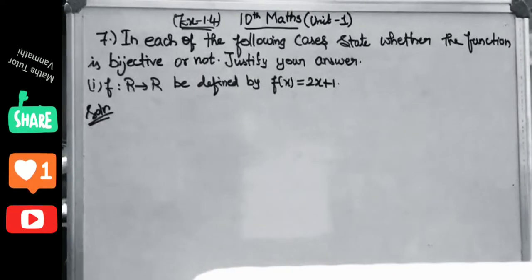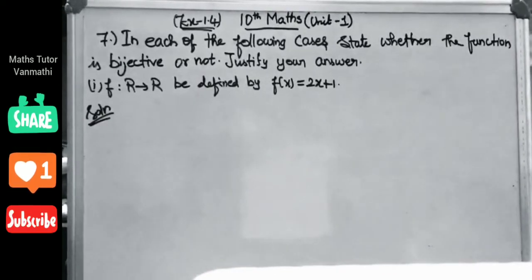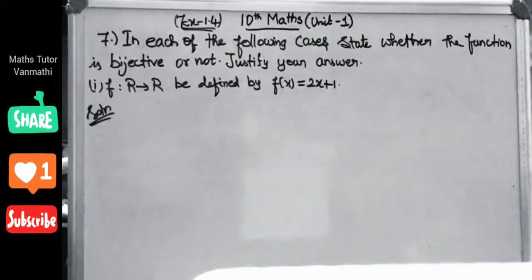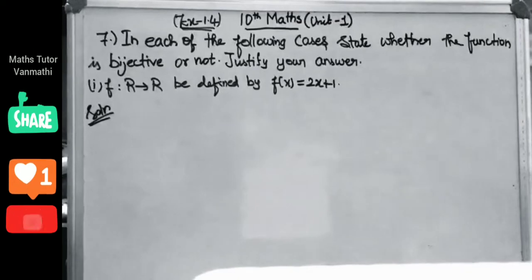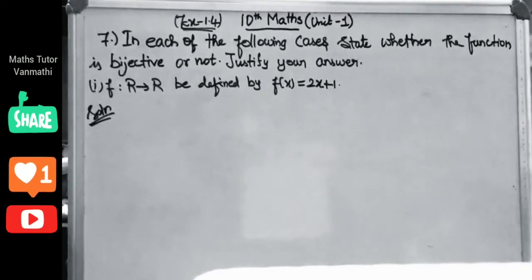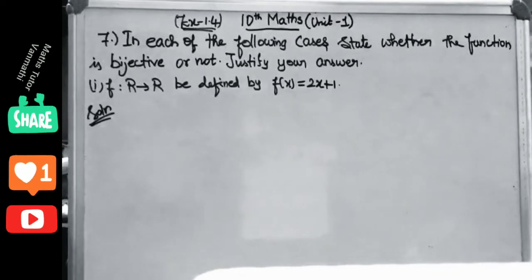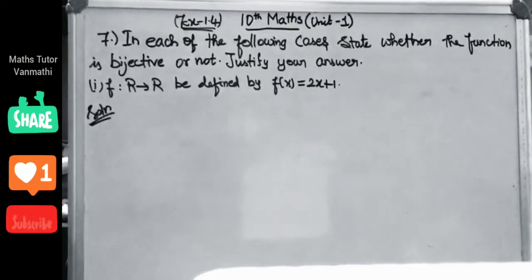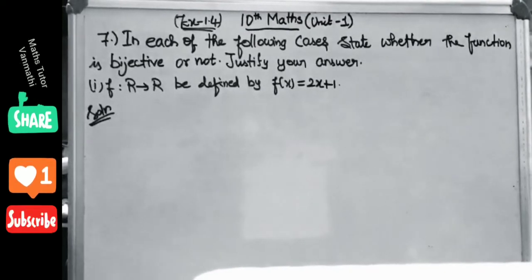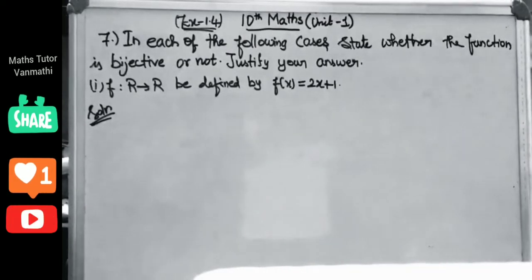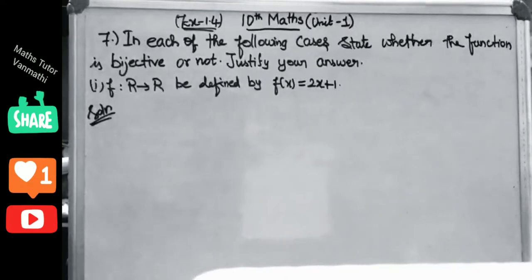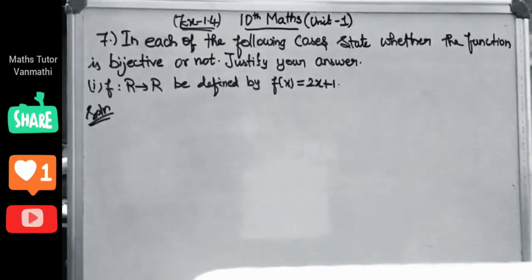Exercise 1.4, 7th problem. In each of the following cases, state whether the function is bijective or not. Justify your answer. Here they have given two subdivisions. I have written only one subdivision here; next we can see the second subdivision. The first subdivision: f from R to R is defined by f of x equal to 2x plus 1.